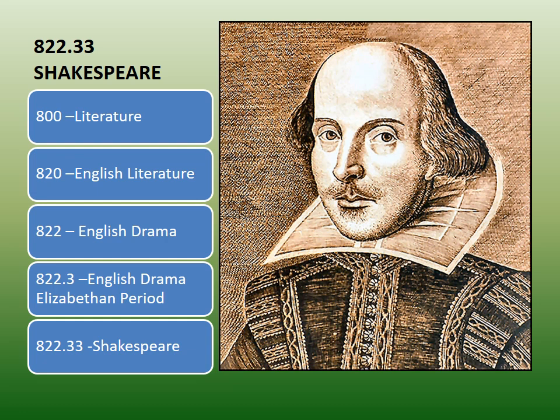822.2 being English drama of the pre-Elizabethan period and 822.3 being English drama of the Elizabethan period. This was divided into 10 again. Shakespeare wrote English drama in the Elizabethan period, so his number is 822.33.